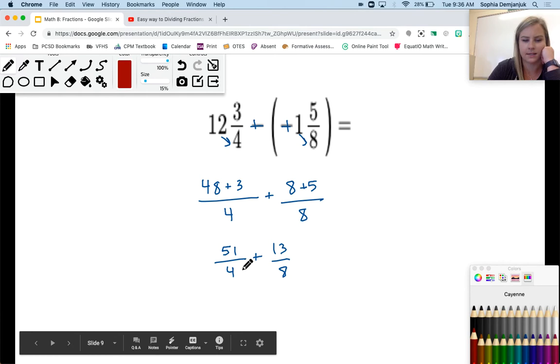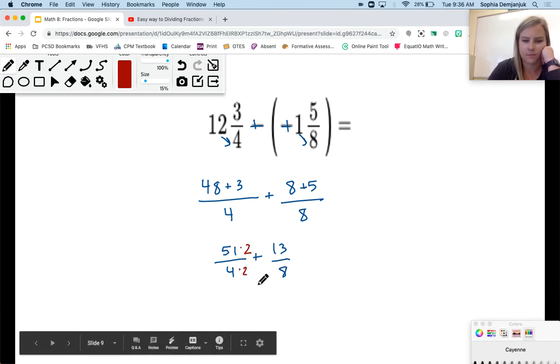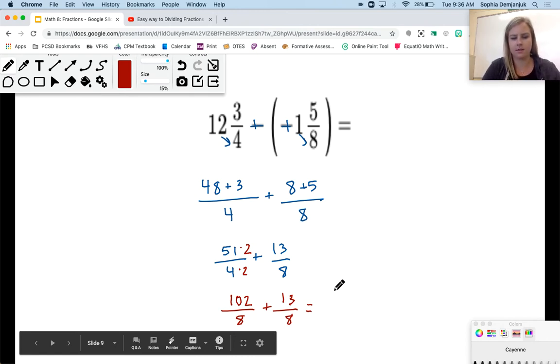Least common denominator is 8, so I'm going to multiply this one by 2 on the top and bottom. 51 times 2 gives me 102 over 8. Second fraction is 13 over 8. Adding across the top, 102 plus 13 gives me 115 over 8. And 115 is an odd number, so we're not going to be able to divide it by 2 at all. We get 115 over 8 for our final answer.